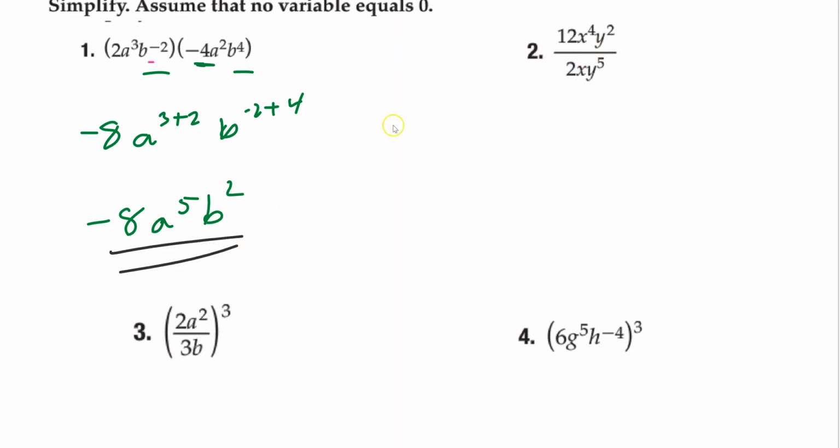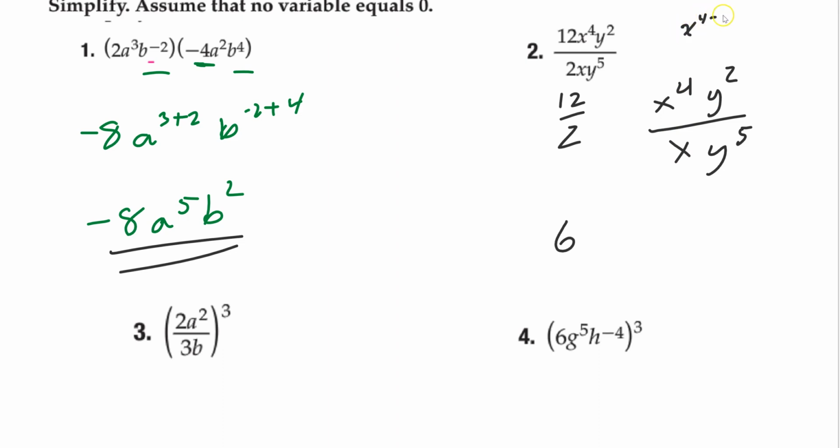No negative exponents, so we're good. This one, right? I always like to separate them out real quick. I like to do the numbers and variables separately so I can see it a little better. So 12 divided by 2 is 6. For x^4 and x, you could do the proper way, which is you subtract x^(4-1). The same thing here, y^(2-5). You get x^3, y to the negative 3.